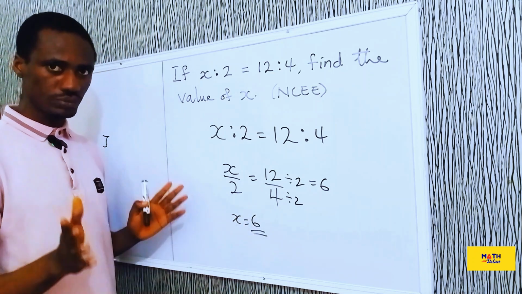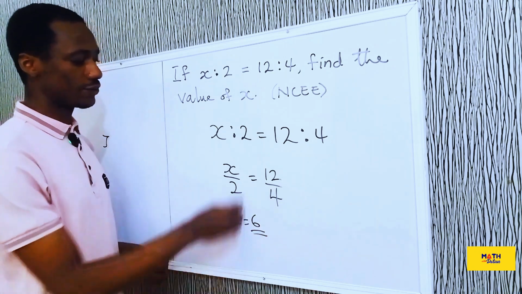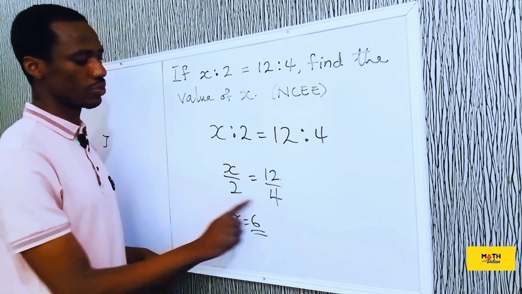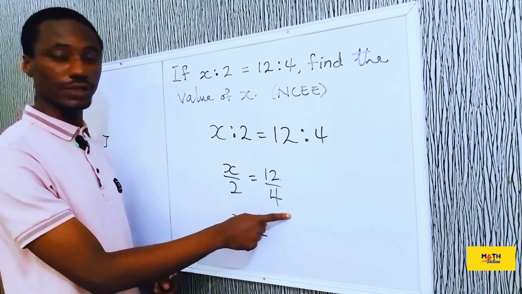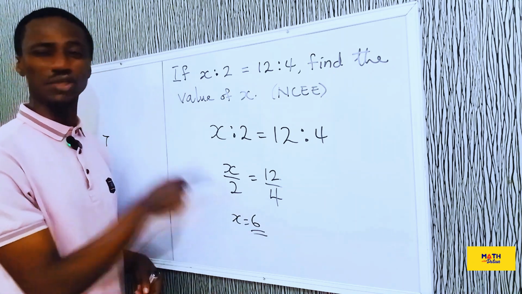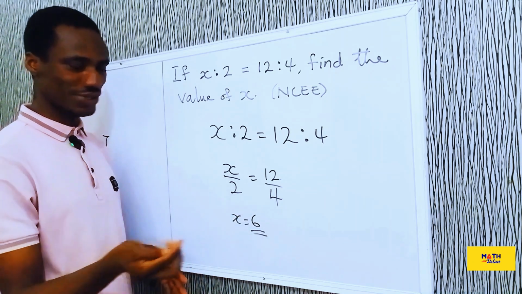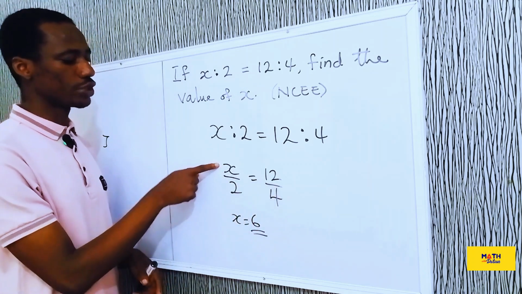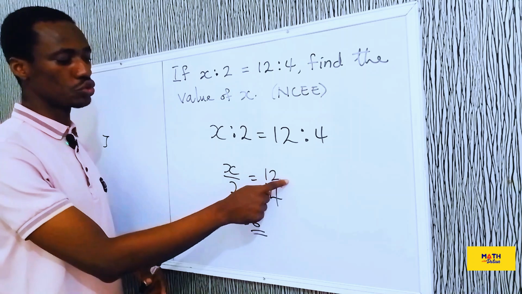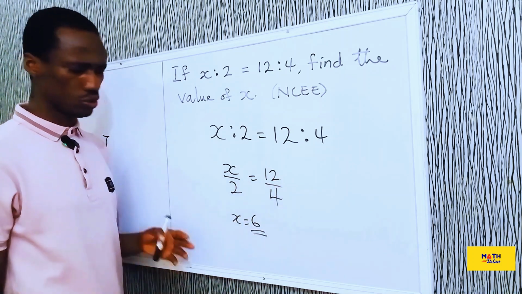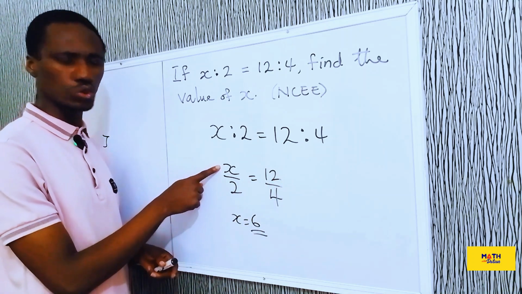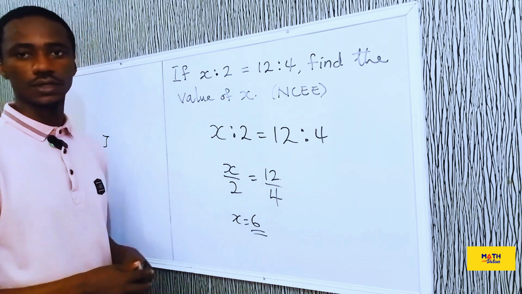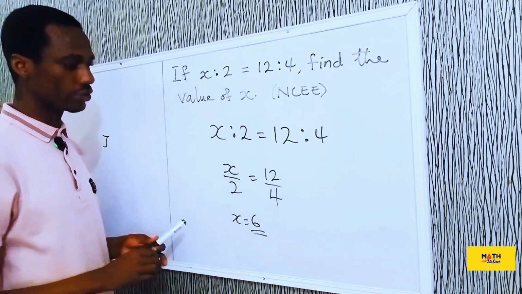All right, I'll go over that again. I have 12 over 4 equals x over 2. Since this side is complete, I check what happened to 2 that made it 4. This 2 has been multiplied by 2. I'm using multiplication now. So this 2 has been multiplied by 2 to give you 4, which means we are also going to multiply x by 2 to get 12. So you just check, what will I multiply by 2 to give me 12? That's 6. So x is 6. So that's method number 1.